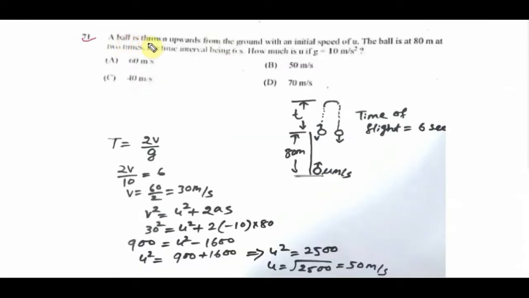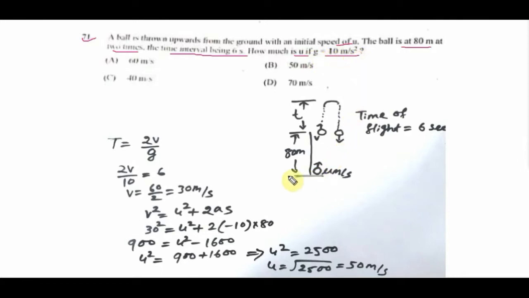A ball is thrown upwards from the ground with an initial speed of u. The ball is at 80 meter at 2 times, the time interval being 6 seconds. How much is u if g is 10 meter per second square?